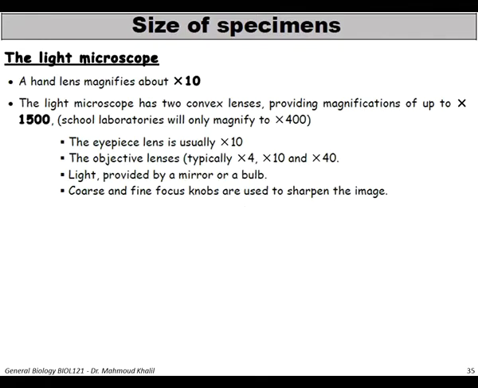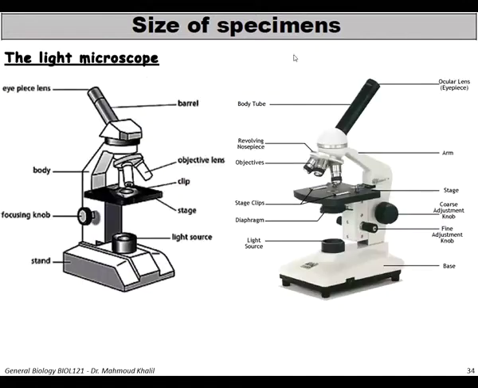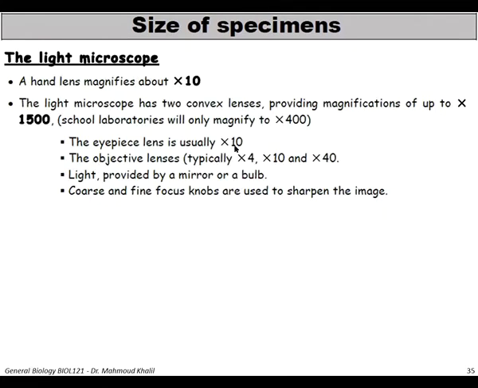The light microscope, if you use a hand lens, magnifies about 10 times, while the light microscope has two convex lenses and can provide magnification up to 1500 times. School and university laboratories can magnify to 400. You have an eyepiece lens, which is 10x. You can see the eyepiece lens is above here; it magnifies around 10 times.